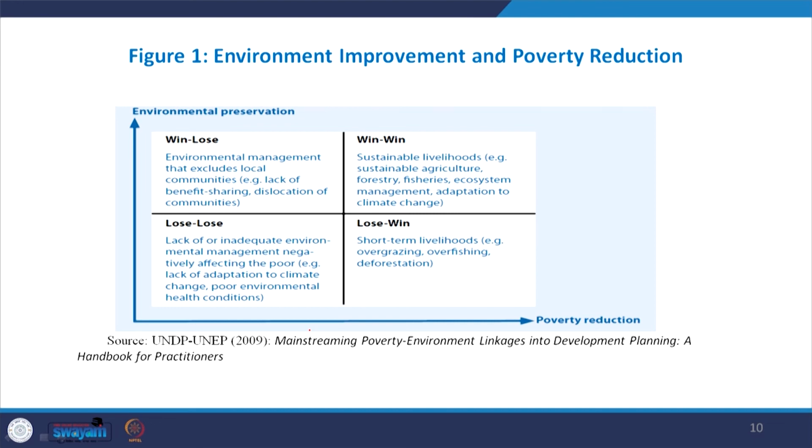So, in a nutshell we can see that if you want to establish the relationship between environmental improvement and poverty reduction, then you have to initiate such kind of activities which not only improve the environmental conditions, but also improve the income level of poor people and can reduce the poverty.